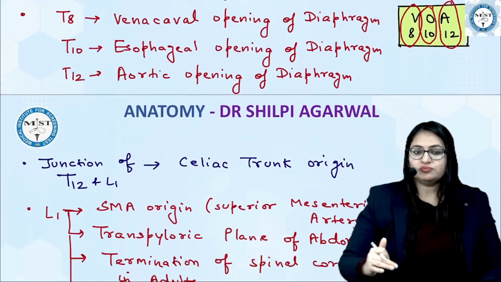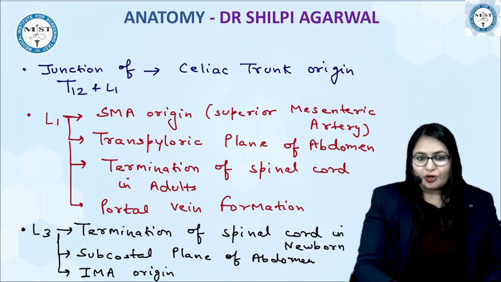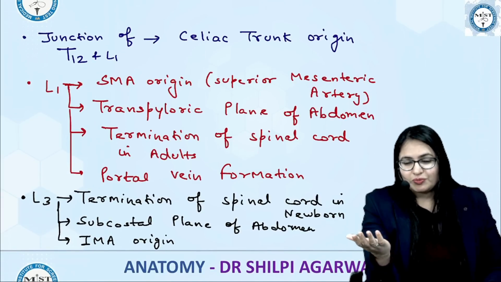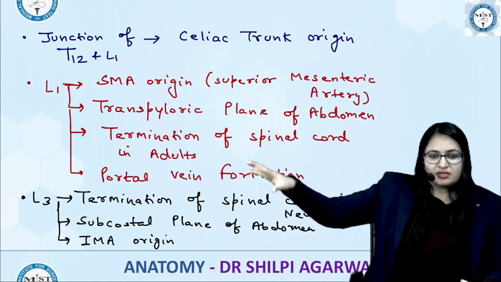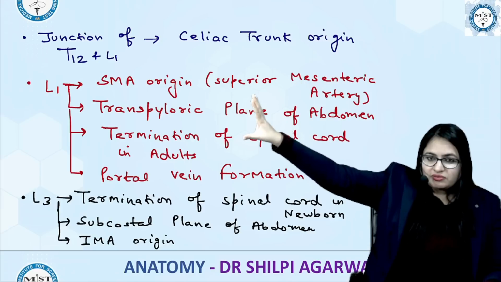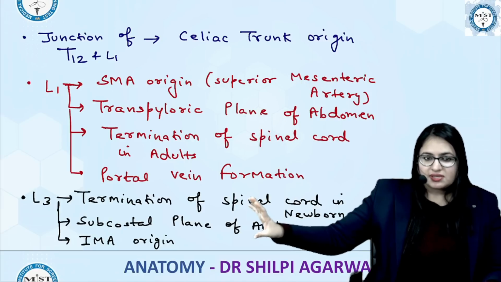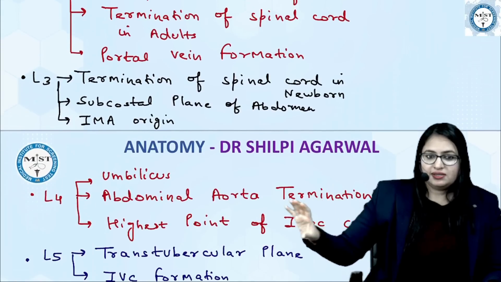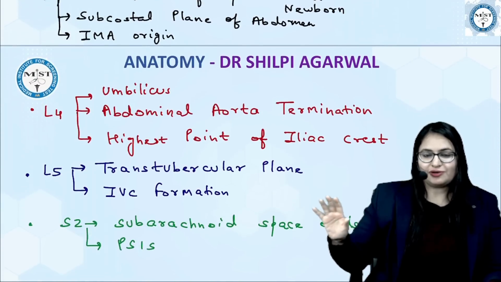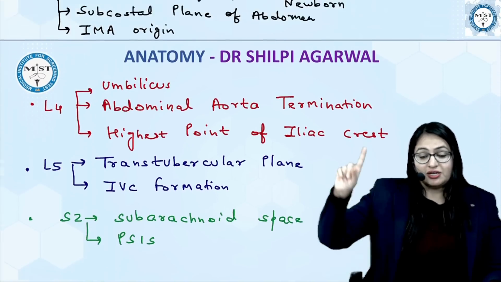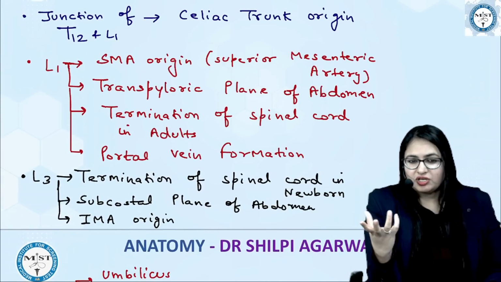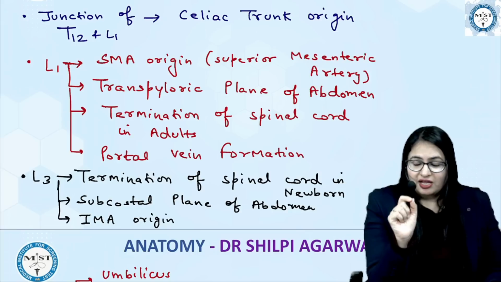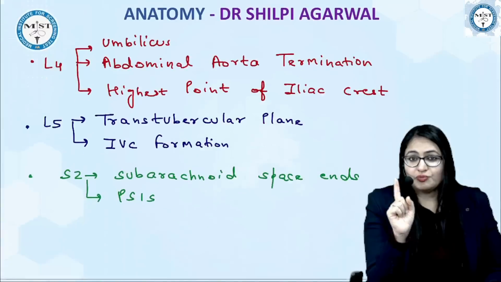Now let us come to the abdomen area. In the abdominal area, of course, the lumbar vertebrae will start. First of all, at the junction of T12, L1, the celiac trunk origin, and then I have written together over here what events occur at L1, what is happening at L3, then L4, then L5, and finally at S2. Now these are all written together over here, but whenever we are memorizing these lower segments, I recommend you first of all memorize what?